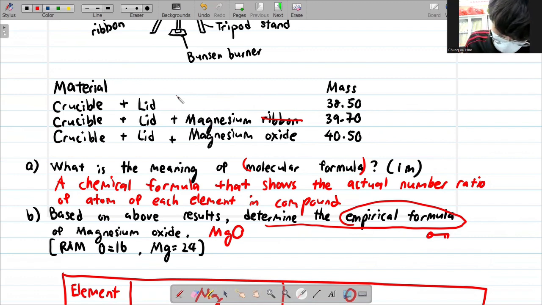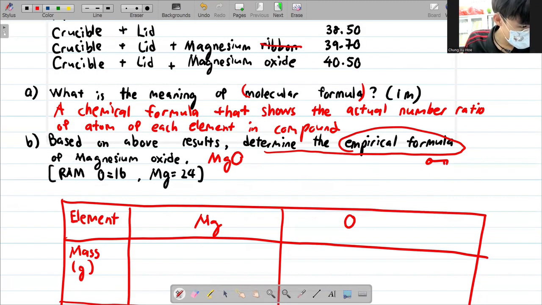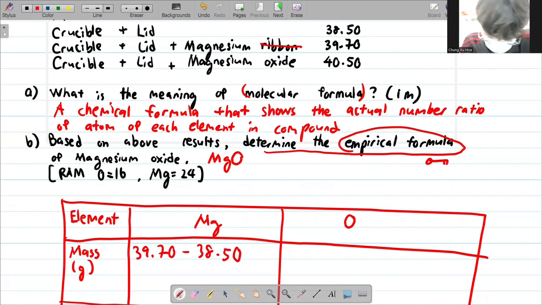And then what you're going to do right now is you cut both of these together. You cut the mass of your crucible and lid. What is remaining is the mass of your magnesium. So write it down. The idea is like this, 39.70 minus your 38.50. Refer back to the table. And what you're going to get is 1.2 as your mass for magnesium.